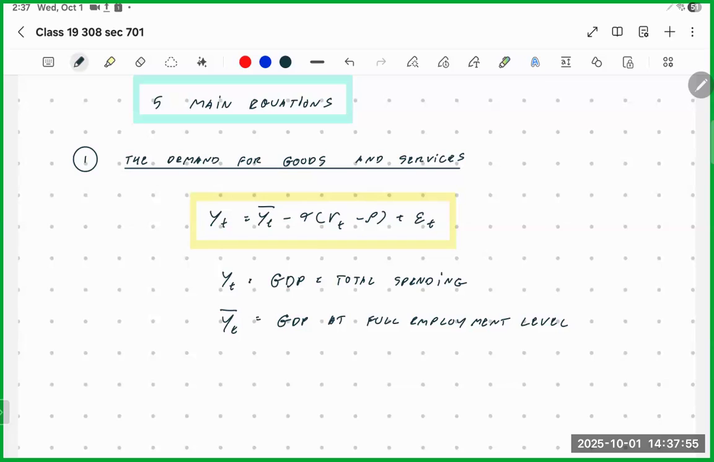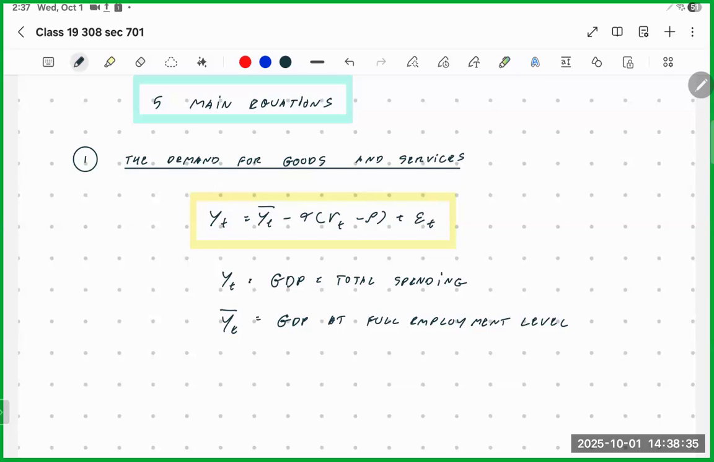Okay, yeah, it's come out. Good. You know Y_t, you know Y_t bar. Don't worry about alpha. Alpha is just a parameter. Next one is r_t. r_t is the real interest rate. And then this is a new one, rho. Rho is the natural rate of interest.